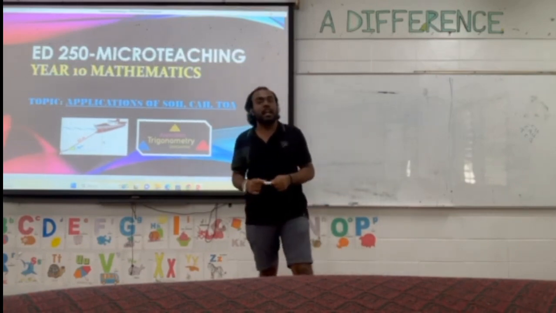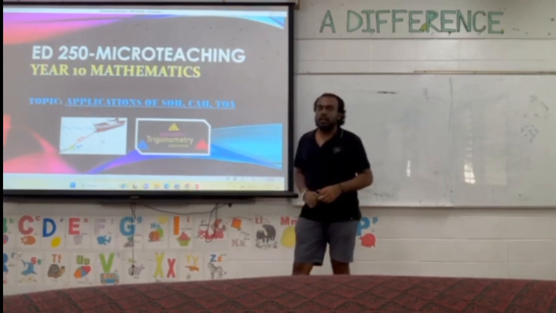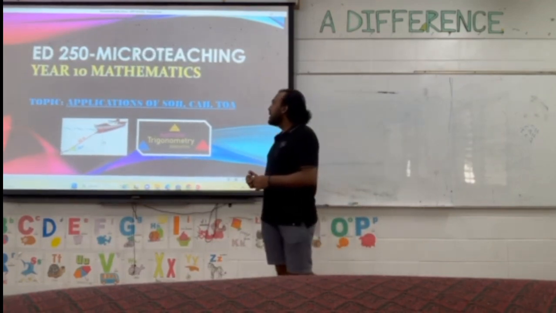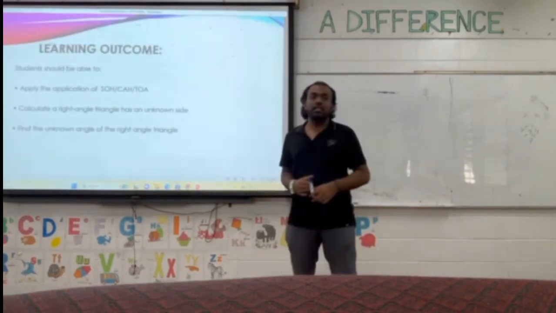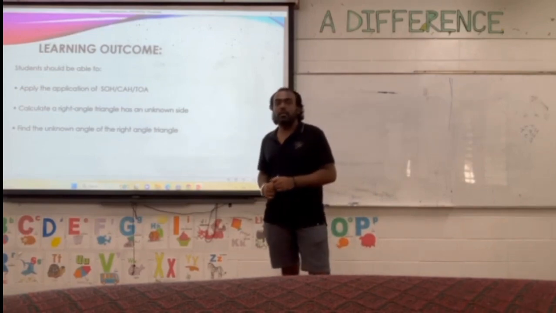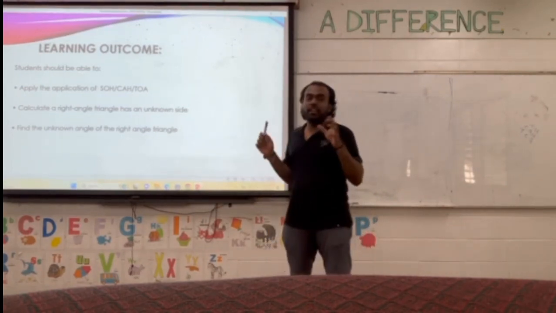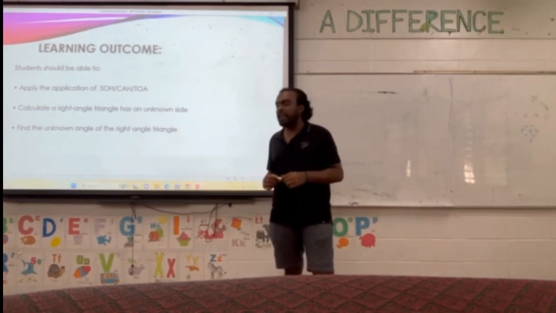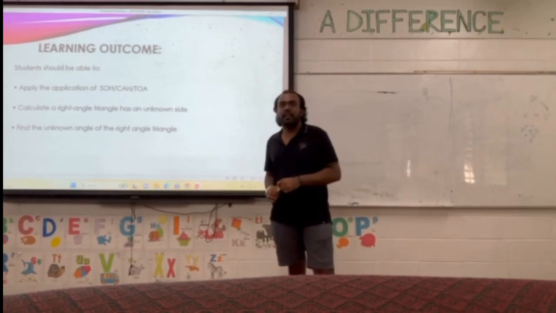So in today's class, we will be discussing the applications of SOHCAHTOA, the three main ratios that we learned last week. Our main objective is to apply SOHCAHTOA, calculate the sides of right angle triangles, and finally find the unknown angle of a right angle triangle.